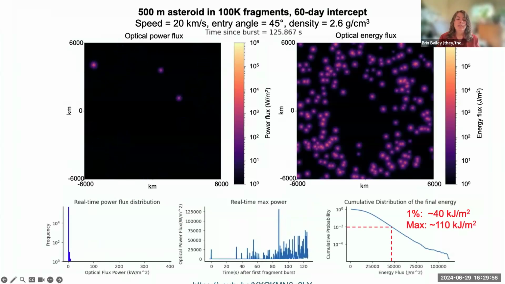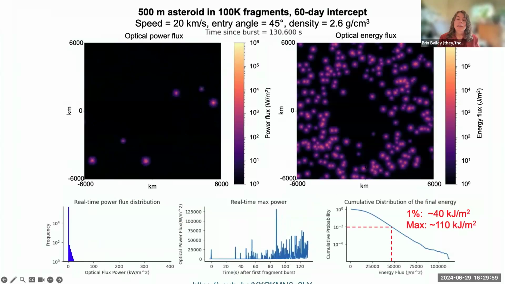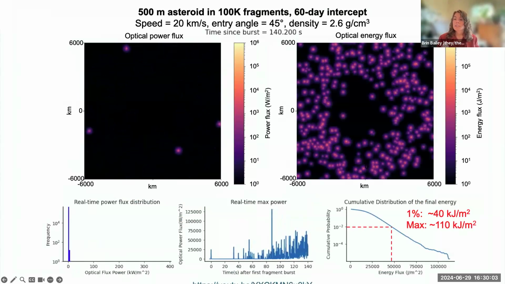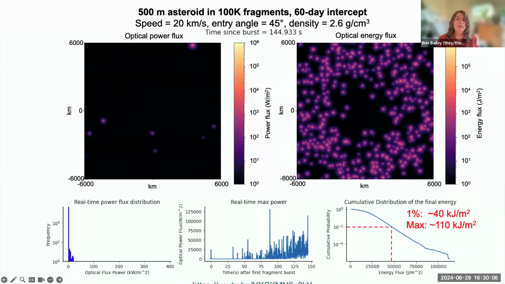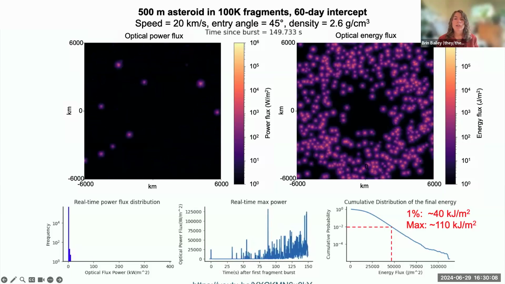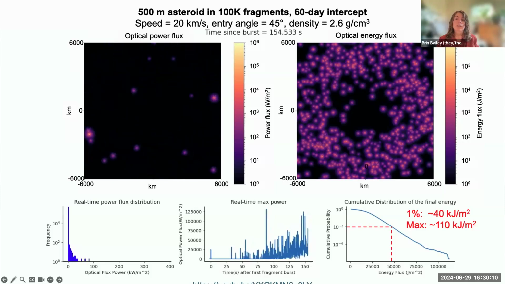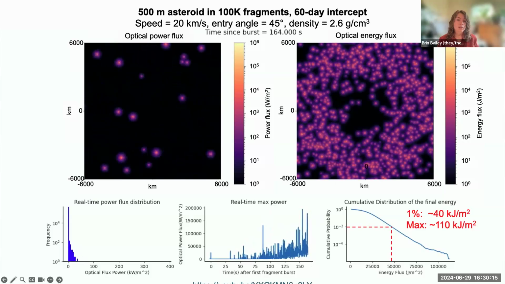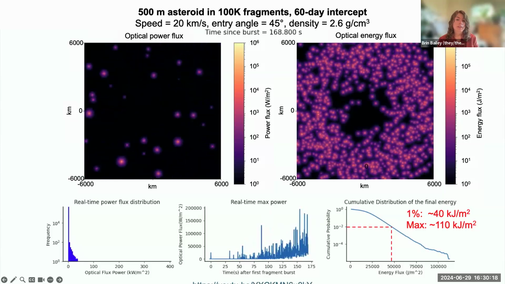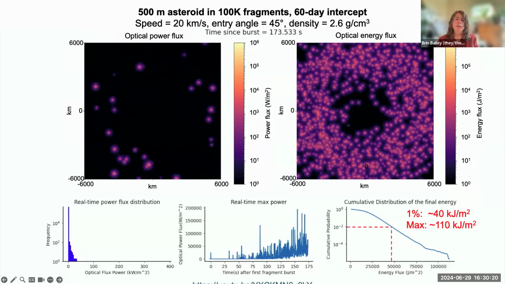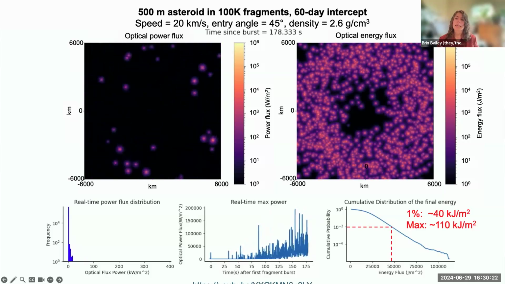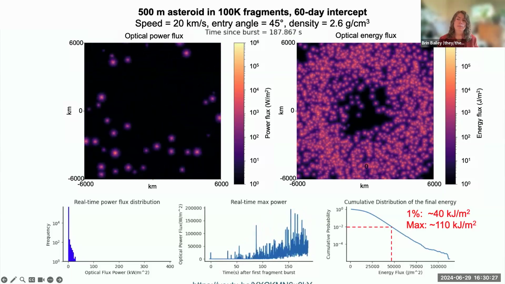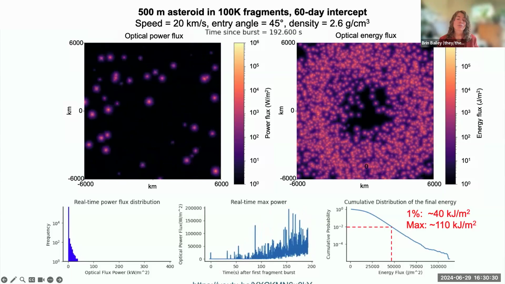And again, just to show that larger scale of the spectrum, this again is that 500-meter asteroid in 100,000 fragments with a 60-day intercept. And yeah, we see the same sort of thing: the cumulative distribution function again shows us that the energy flux experienced throughout the scenario is reasonable. So here we see an average of about 10 kilojoules per square meter, a 1% value of about 40, and a maximum of about 110 kilojoules per square meter. And again, our damage threshold for the optics is about 200 kilojoules per square meter. So we're well below that, which is great.